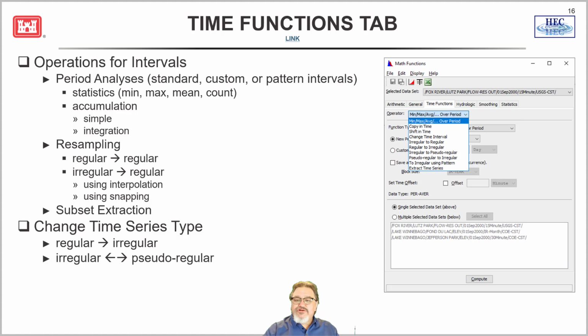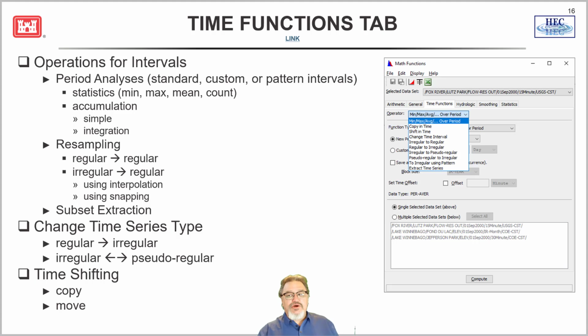The last thing on the time functions tab, the last category of stuff, is time shifting. So we can move or copy in time. So if we have a data set and it's in January of 2012, and we say, well, what would that look like if it happened in June? What would that look like if it happened in 2020? Those types of things. So we can move in time or we can copy in time. And the time functions tab provides operators for that.